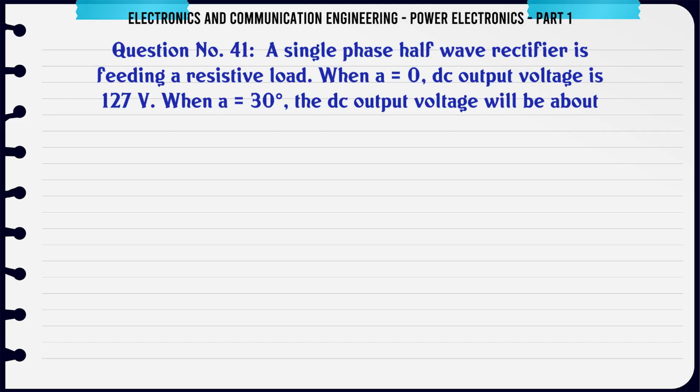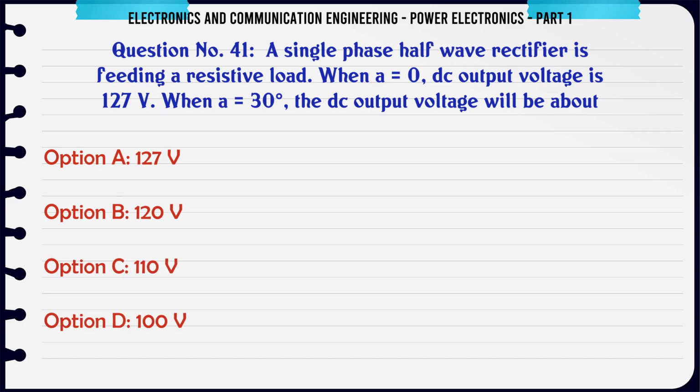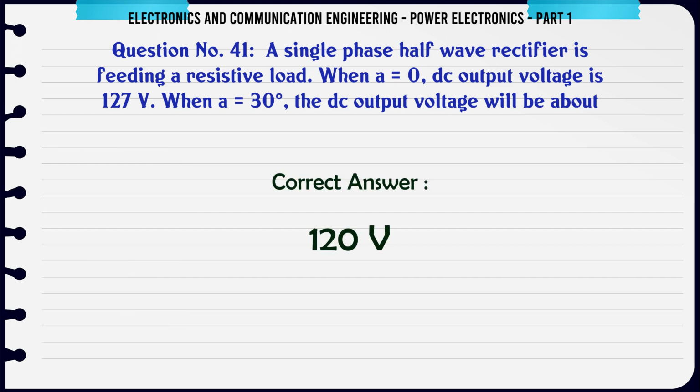A single-phase half-wave rectifier is feeding a resistive load. When alpha is 0, DC output voltage is 127 V. When alpha is 30, the DC output voltage will be about A 127 V, B 120 V, C 110 V, D 100 V. The correct answer is 120 V.